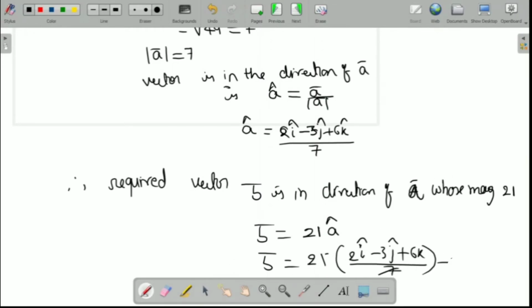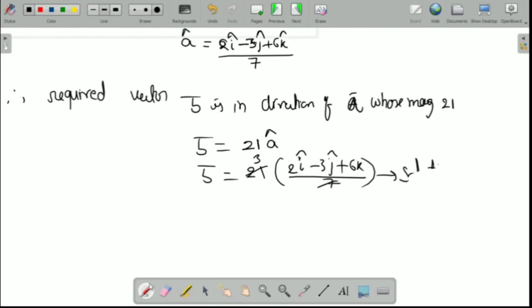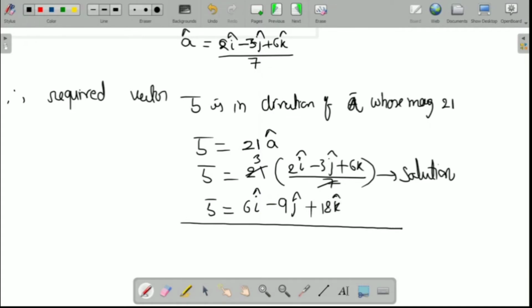So here 7 3s are 21, 3 2s are 6. So the final answer will be b bar is equal to 3 2s are 6 i, 3 3s are 9 j, plus 3 6s are 18 k bar. So that's all. This is the required solution.